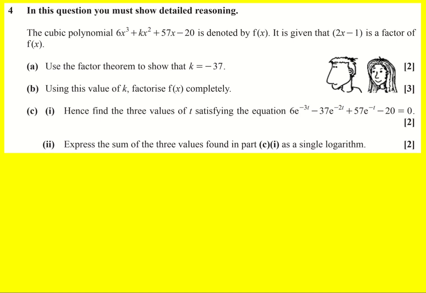We have a cubic polynomial here with an unknown, this k, as a parameter, and it's denoted by f of x, and we're told that 2x minus 1 is a factor. So first things first, use the factor theorem to show that k is equal to minus 37.